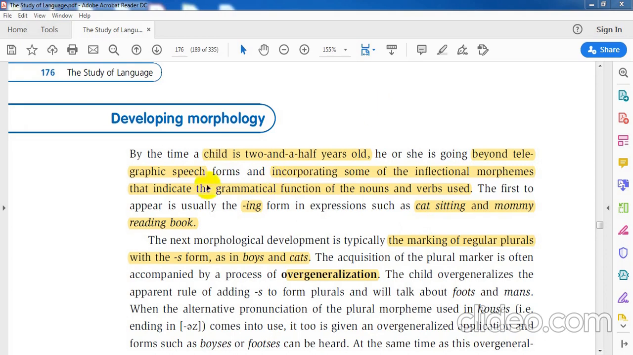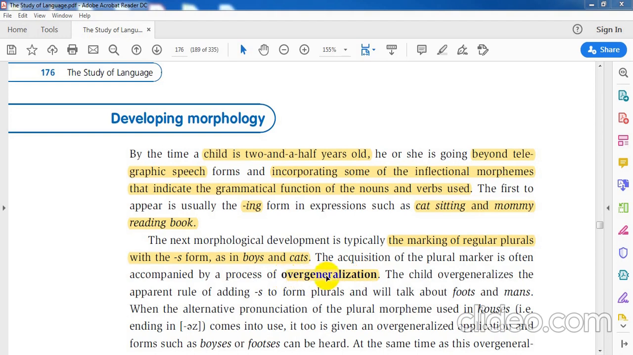The second step in this developing morphology stage, we find a child tends to use some regular plurals like -s, as you see here. For example, the child is capable of using the -s with boys and cats, but this is not the whole story, because here we need to be acquainted with what is meant by overgeneralization.